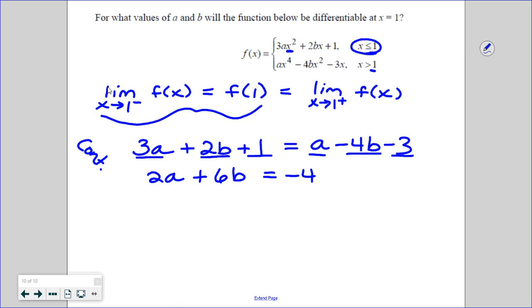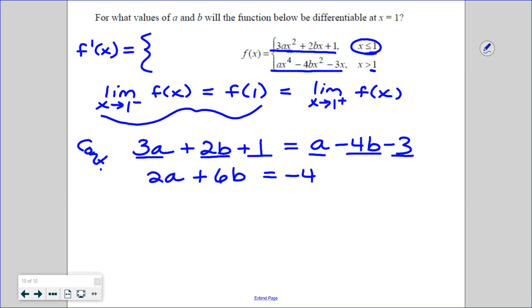All right. Now, the next part of this is that in order for the function to be differentiable, the slope from the left has to equal the slope from the right. Now, what I'm going to do is find the derivative of this piecewise function. We're just going to find the derivative of each piece separately.